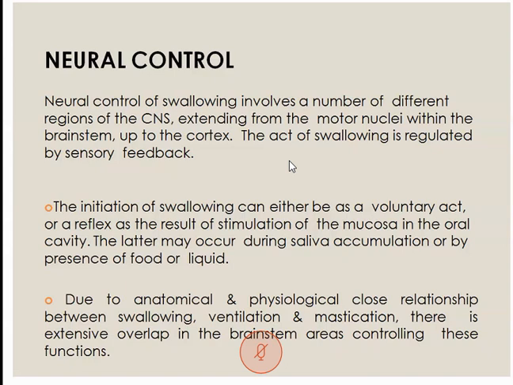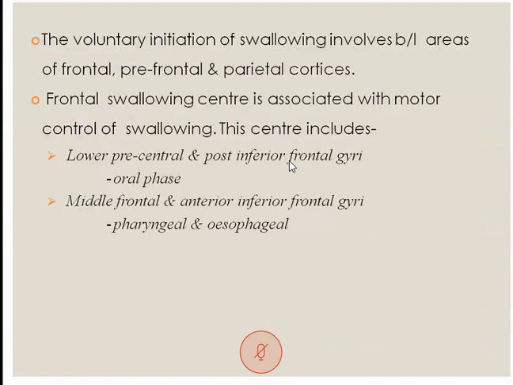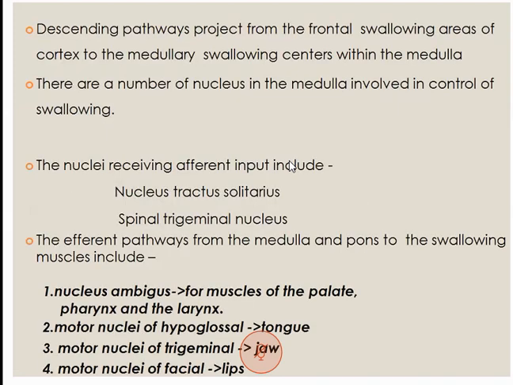Due to the close anatomical and physiological relationship between swallowing, ventilation and mastication, there is extensive overlap in the brainstem areas controlling these activities. The voluntary initiation of swallowing involves bilateral areas of the frontal, prefrontal and parietal cortex. The frontal swallowing center is associated with motor control of swallowing. The centers include the lower precentral and posterior inferior frontal gyri in the oral phase, and the middle frontal and anterior inferior frontal gyri in the pharyngeal and esophageal parts of deglutition.